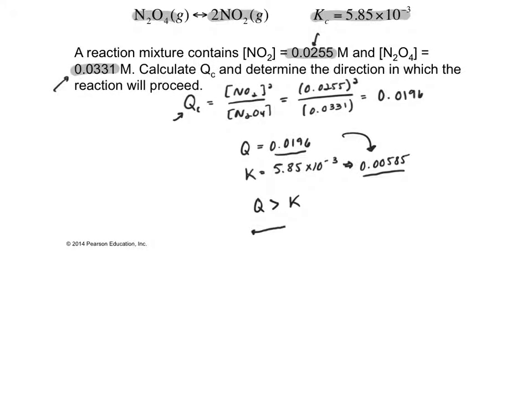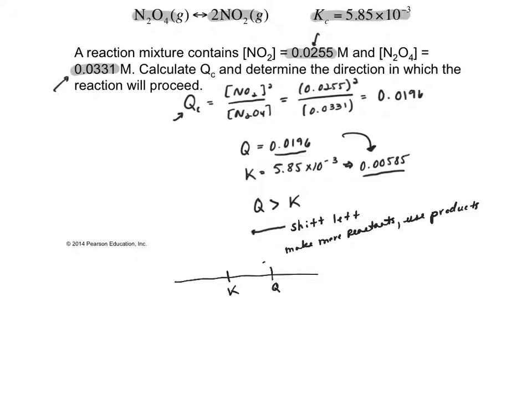So it needs to shift left. It needs to make more reactants and use products. And again, that's because Q at this point in time is greater than K. That ratio is too large. Again, if I drew out my little number line, here's K, here's Q. How does it get back? Well, it goes left.